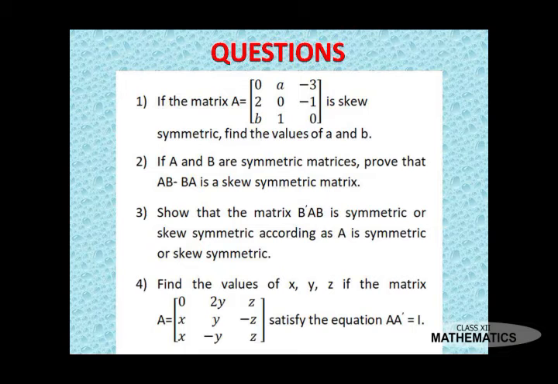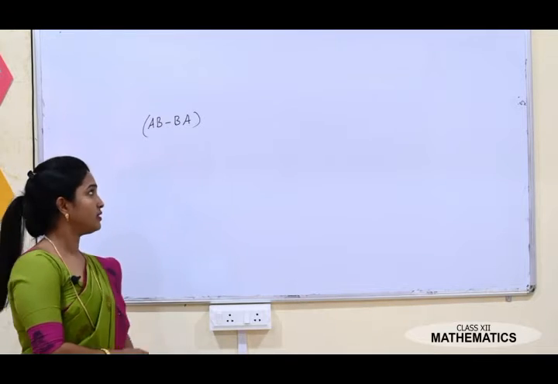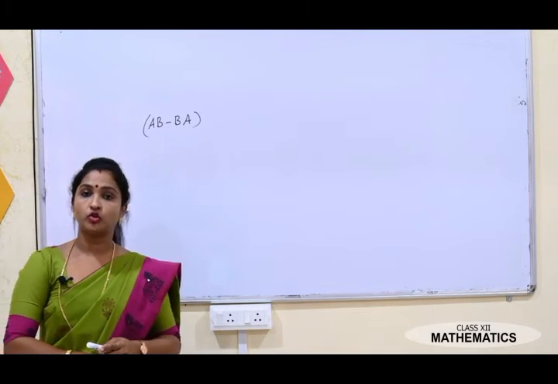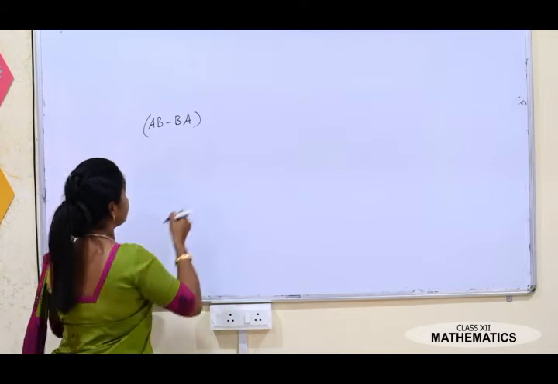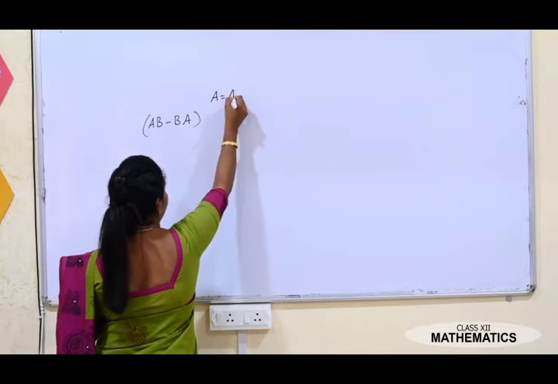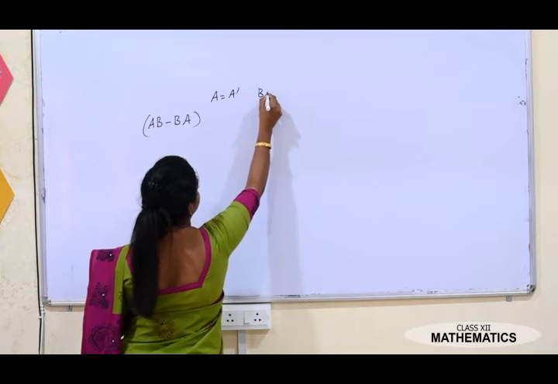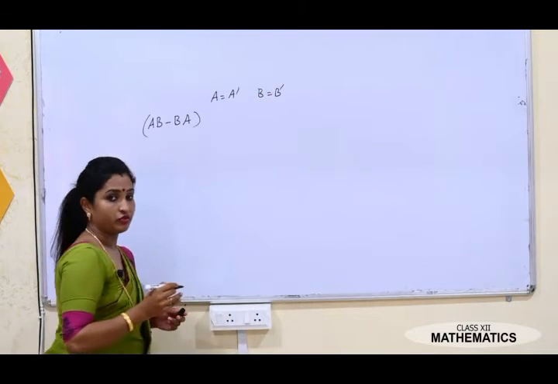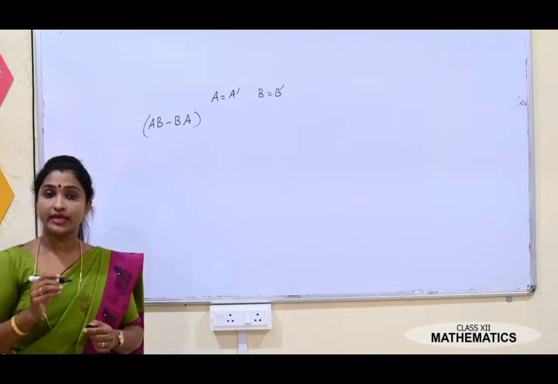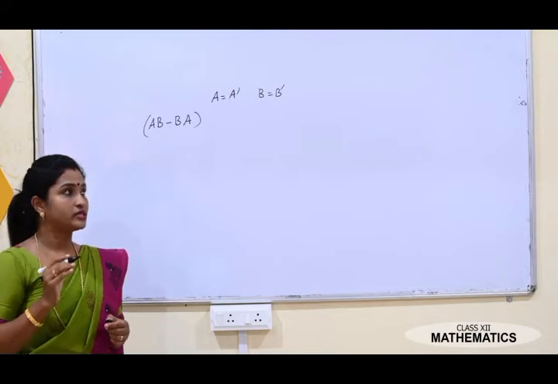If A and B are symmetric matrices, prove that AB minus BA is a skew symmetric matrix. Very important question. Okay, now we'll see how to solve this question. See, you can see here A and B both are given to be symmetric matrix. That means A is equal to A dash is given to you and B is equal to B dash is also given to you. Now you have to prove that AB minus BA is a skew symmetric matrix.